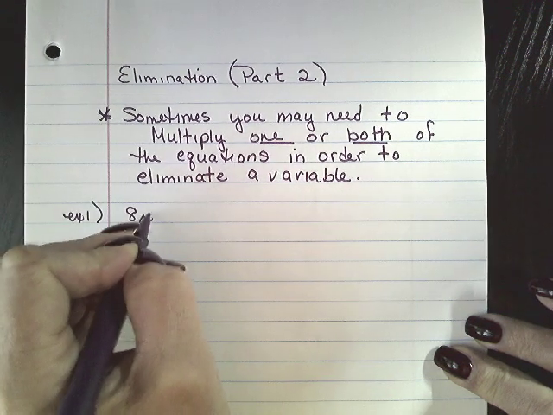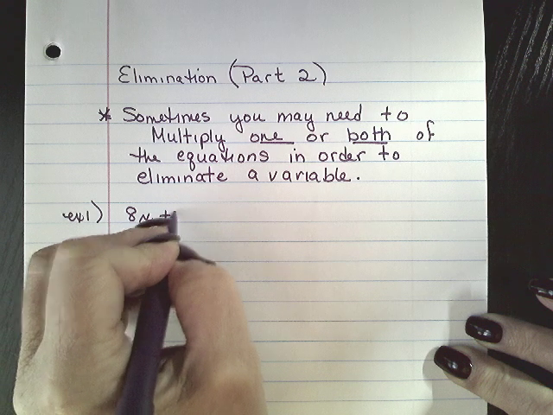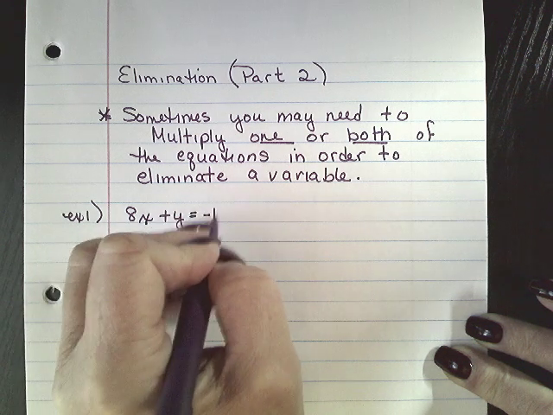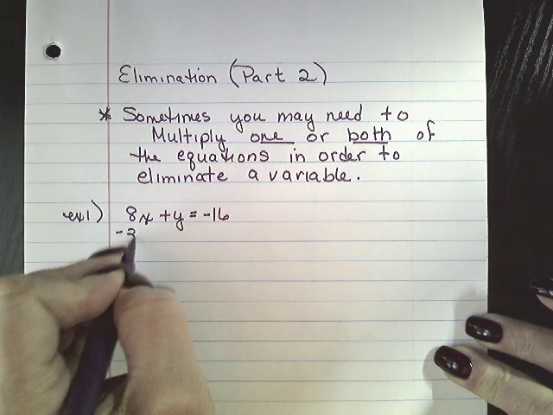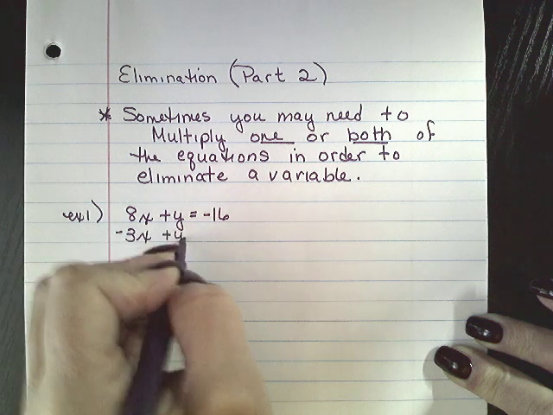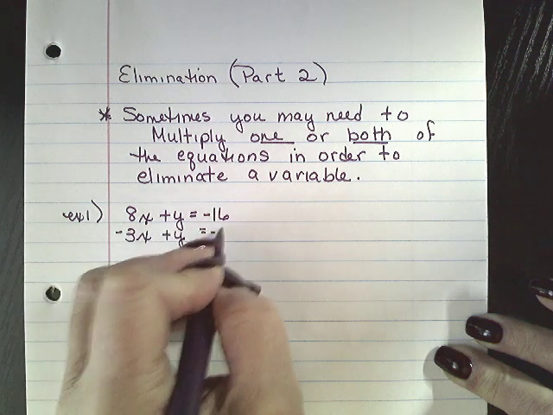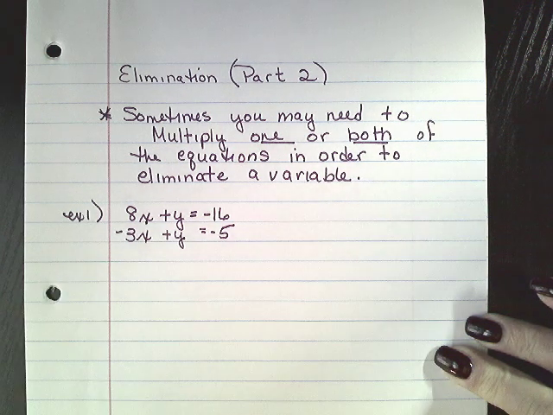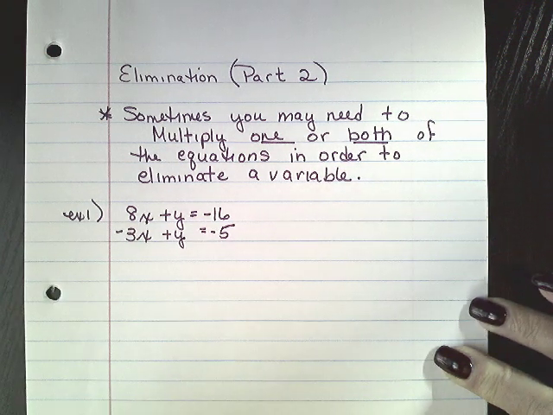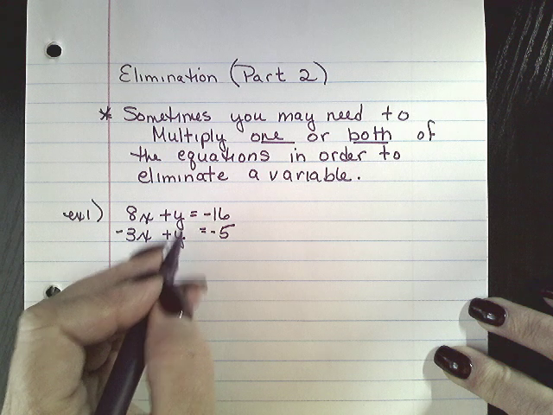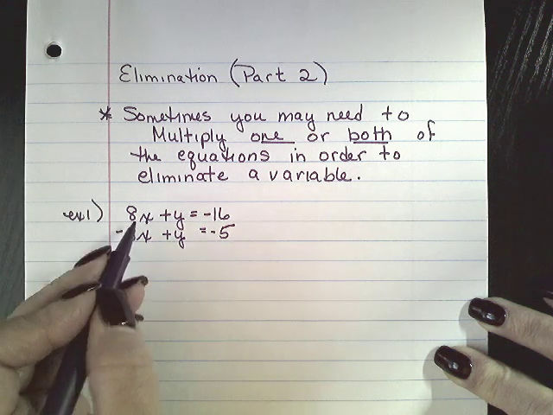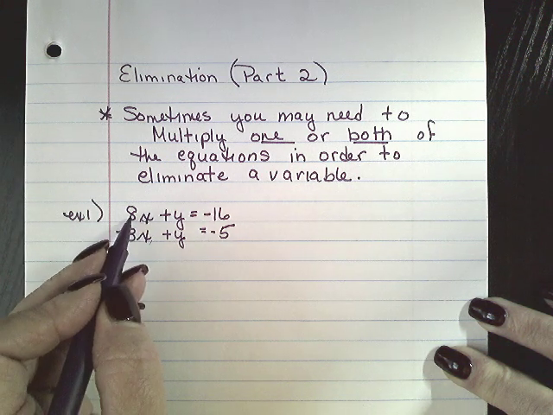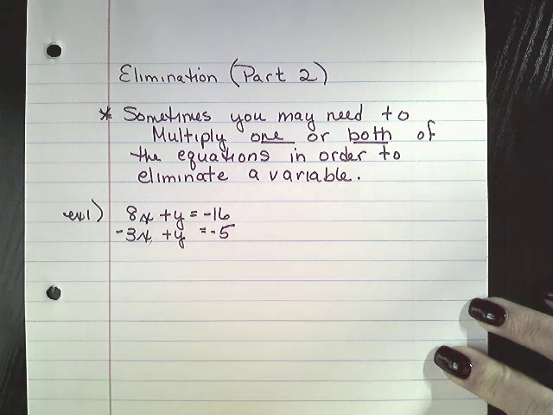We have 8x plus y equals negative 16. And we have negative 3x plus y equals negative 5. Okay, so we're still going to be adding these two equations. That has not changed. However, you need to look to make sure you've got opposites. So we know in front of these y's, it's the magic number 1. So if I'm looking at my x variables, I have an 8 and I have a negative 3. So right now, there's really nothing I can do with those two.